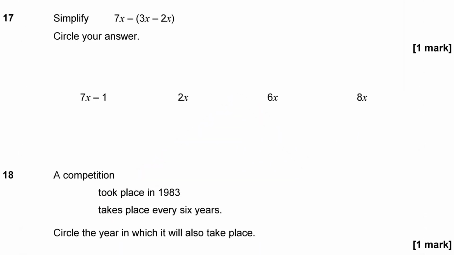Question 17. Simplify 7x minus 3x minus 2x. Okay. Now, remembering BIDMAS, B-I-D-M-A-S, brackets come first, don't they? So got to do this bit in the brackets first. So what is 3x take away 2x? Well, 3x take away 2x is x, isn't it? So that becomes 7x take away x. And 7x take away x is 6x. So it's that one there.